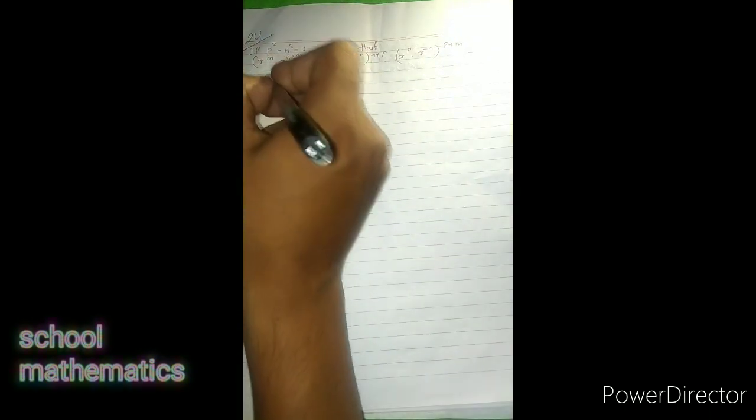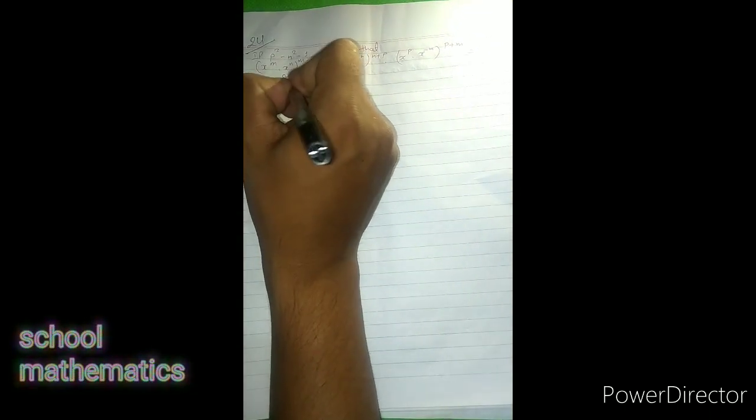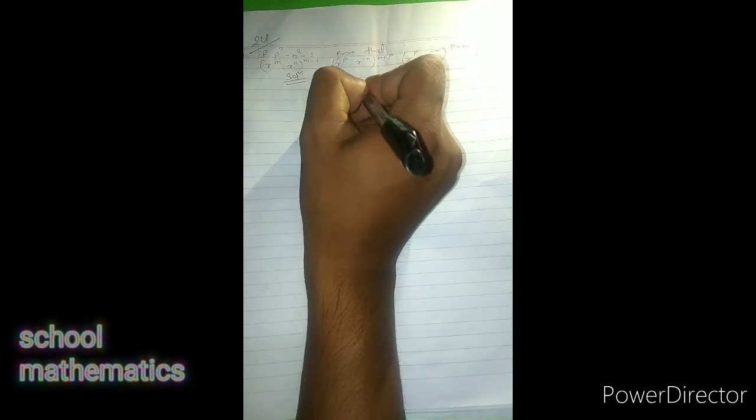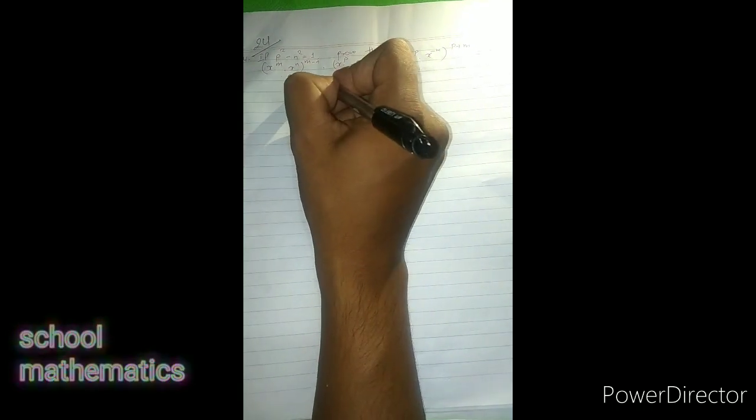Okay, next question from algebra. In group D, there are four questions, one from algebra, one from arithmetic, one from geometry, and one from others like mensuration in class 9. And here, p square minus n square equals 1, it is given.